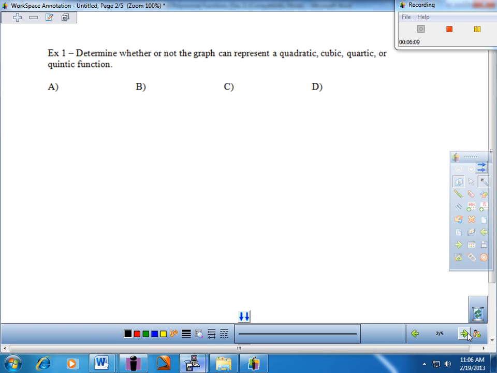Example 1. Determine whether or not the graph can represent a quadratic, cubic, quartic, or quintic function. So here's what we're going to do. Let's do the 4 graphs first. So as a matter of fact, let's go ahead and give me 4 coordinate planes, kind of side by side there if you get an opportunity. 1, 2, 3, 4.